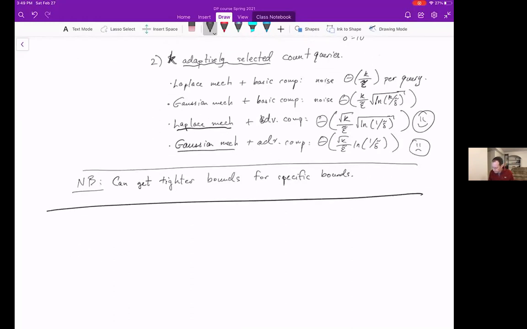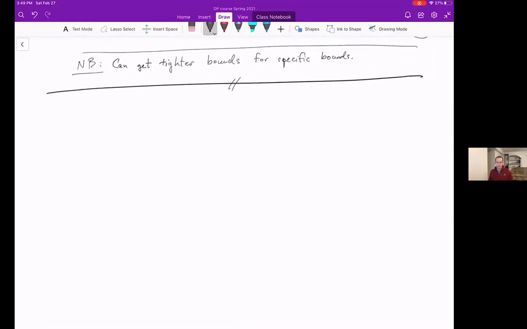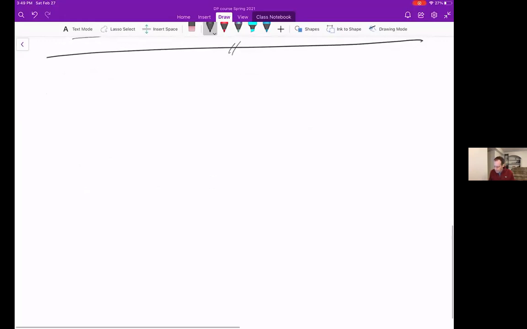Okay. So the question is, why is this theorem true? To understand that, it helps to take a particular perspective on the way we've analyzed differential privacy for different mechanisms. I'll call this perspective privacy loss as a random variable.